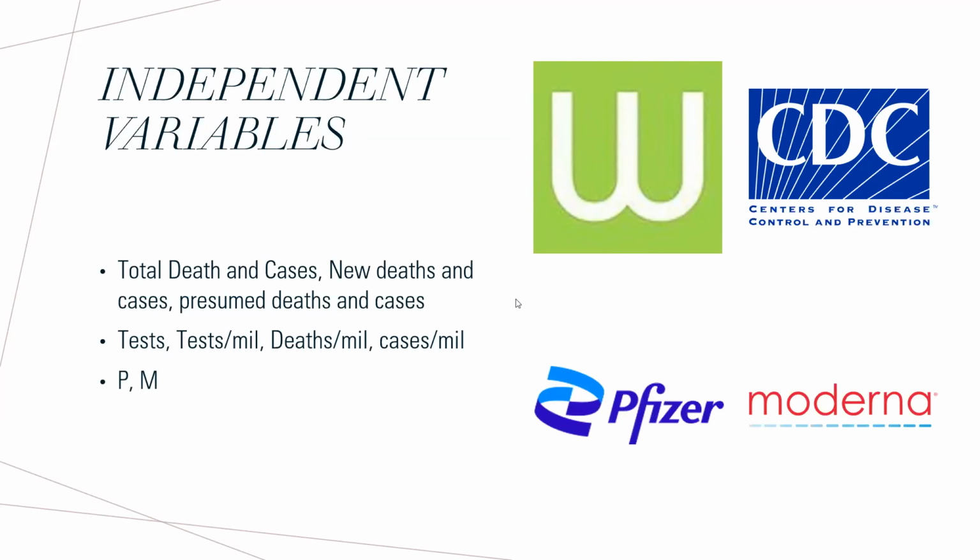So the next one is P and M. This is Pfizer and Moderna's vaccines. It's basically done on a weekly basis. So every week the CDC has a data set where they dictate, or maybe it's the companies or the government that dictate it, I'm not entirely sure, but they allocate how many vaccines go to which state.